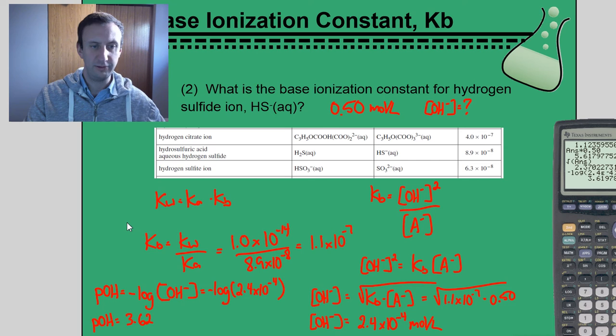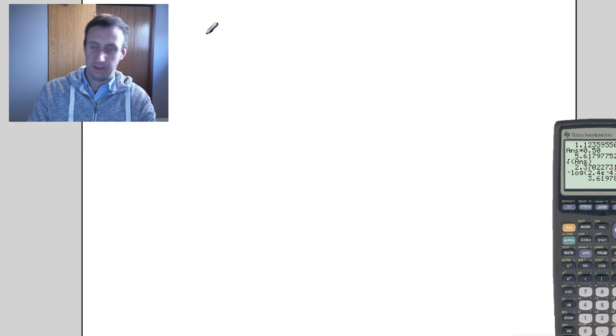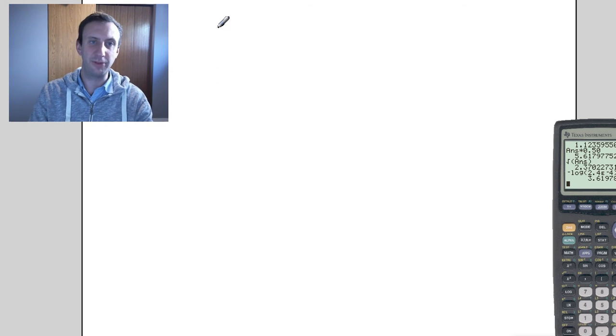So I'm going to create a new page here, hopefully. New page, come on, come on. No, that's undo and redo. There we go. New page. All right, so here's the example that we're going to do.